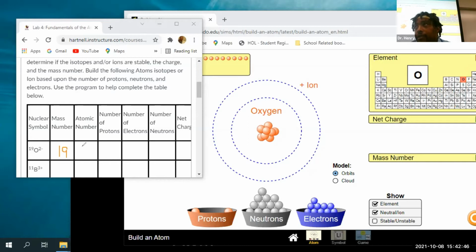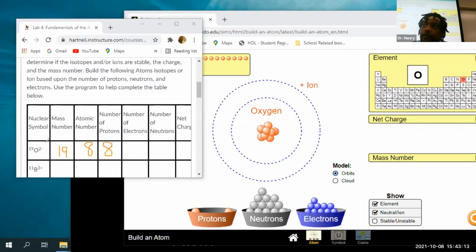The atomic number, which was what? 8. The number of protons, which is? 8. Okay, the number of electrons. Okay, so I'm not sure. I think it was 8. Doesn't it stay the same? It's close. You're close, right? So it would normally be 8.